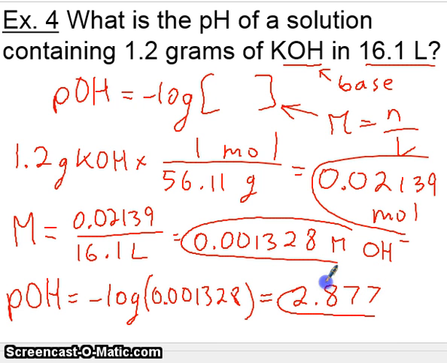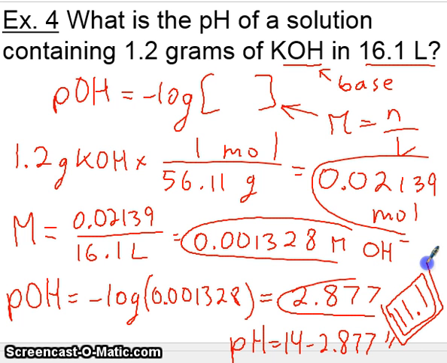Now this is not the pH yet. We have to now subtract from 14, and if it's going to get a bit tight, we'll do it at the edge here. So pH is 14 minus 2.877, which is 11.1. And this is our final answer.